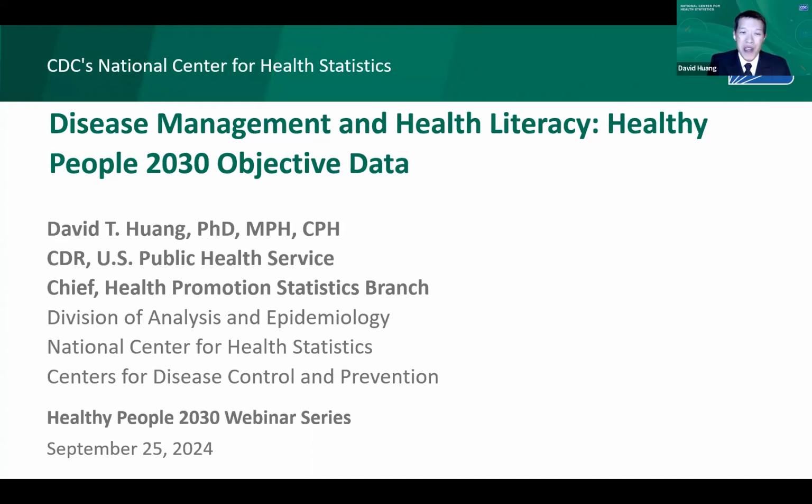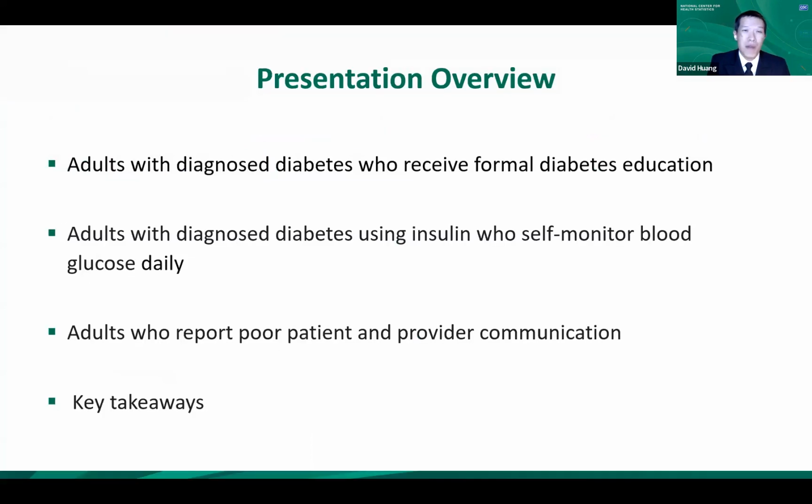Great. Thank you so much, Admiral Reed. Next slide, please. I'm pleased to present data on three Healthy People 2030 objectives that set the stage for our discussion on diabetes management and health literacy. Following the same order as Rear Admiral Reed, I will start by discussing the objective that tracks the percentage of adults with diagnosed diabetes who receive formal diabetes education. I will then cover the percentage of adults with diagnosed diabetes using insulin who self-monitor blood glucose daily, and the percentage of adults who report having poor communication with their healthcare provider.